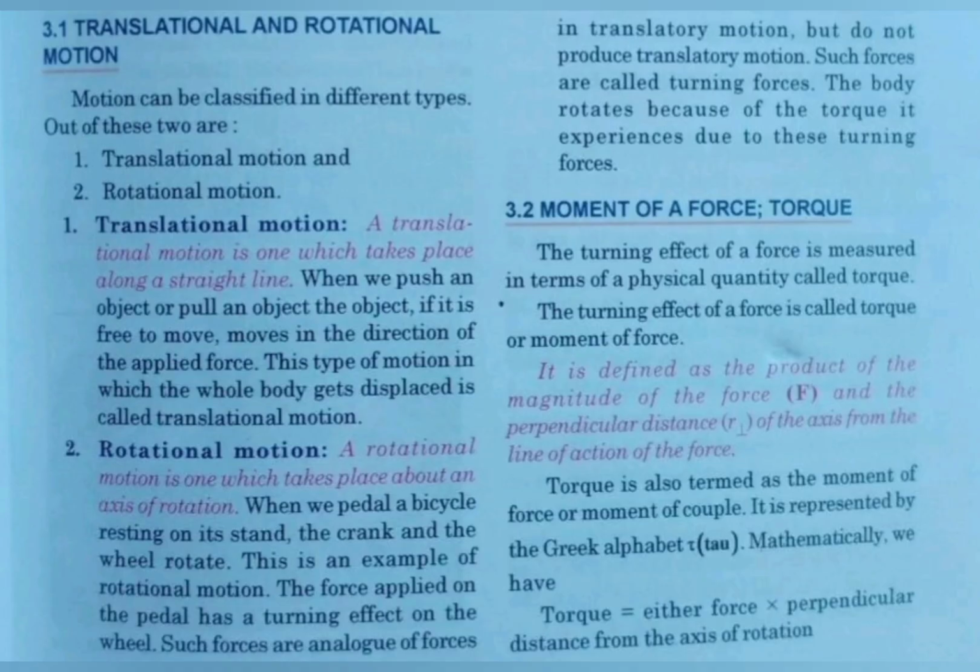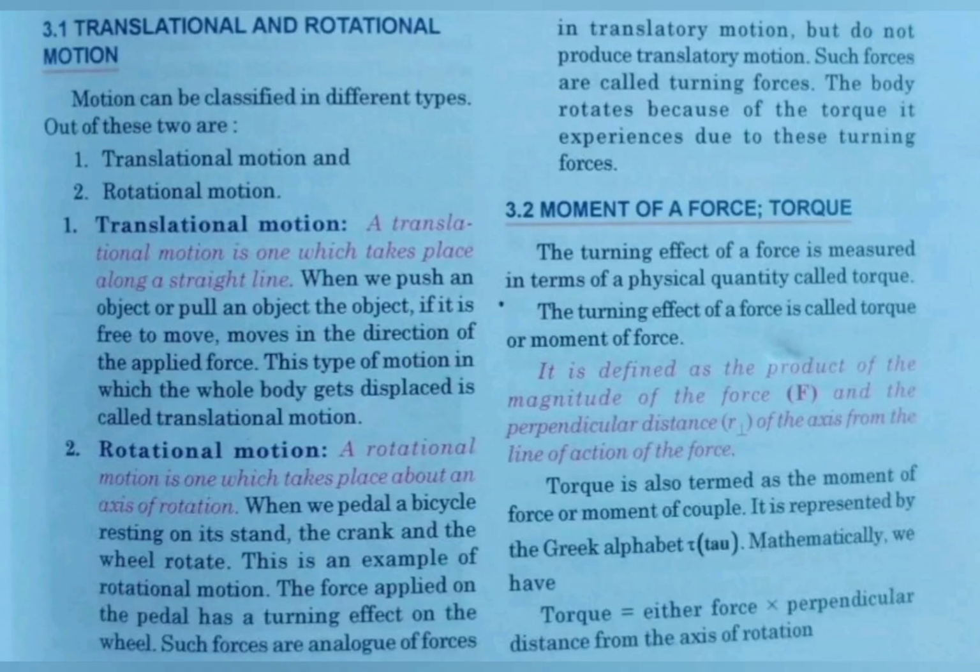Explanation in simple words: Translational motion means straight-line movement of a body. Rotational motion means spinning of a body around a fixed axis. Torque tells us how effectively a force can rotate an object. Greater the force or the perpendicular distance, greater is the torque. Important question answers. Question 1. What is translational motion? Answer: Translational motion is the motion in which a body moves along a straight line and all its parts move the same distance in the same direction.